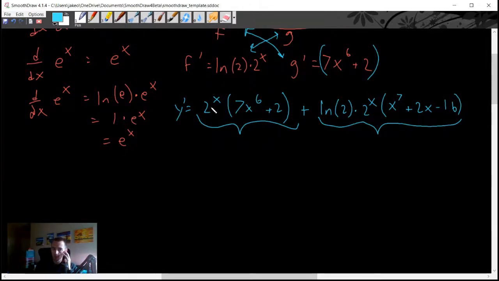So we can see that both of these terms here have 2 to the x in common, right? We have a 2 to the x right here and a 2 to the x right here. So what we can do is factor out 2 to the x from this. If we factor out 2 to the x from this first term, we're just going to be left with what's in the parentheses here. And if we factor out 2 to the x from here, we're going to be left with natural log of 2 times all the stuff in this parentheses.